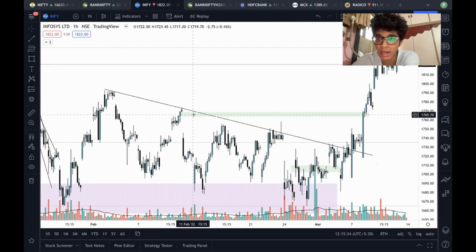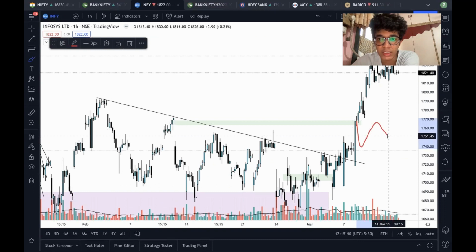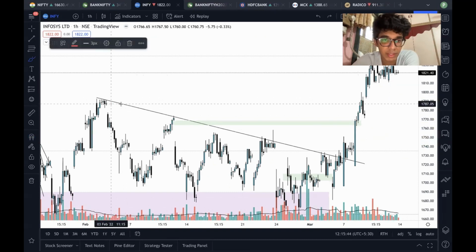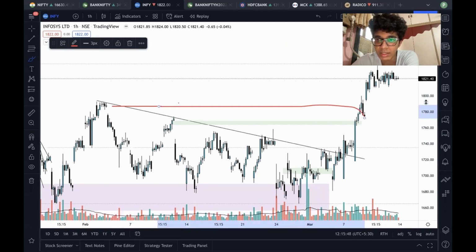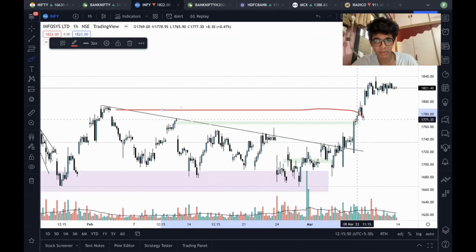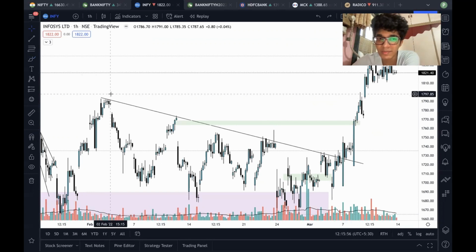This gap filling was my first target, and what I was expecting was that the market will come till here, consolidate, maybe fall a little, and then head higher. But what happened was that the market headed higher, even filled this gap, came down a little after filling it, and then the next day also it rose enough. But I got out at this point, and the reason why I was a little conservative was because I also have a lot of Infosys in cash. I'm very, very bullish on Infosys.